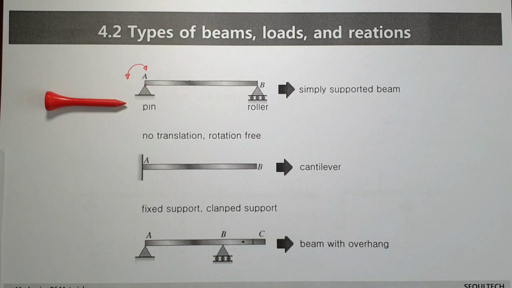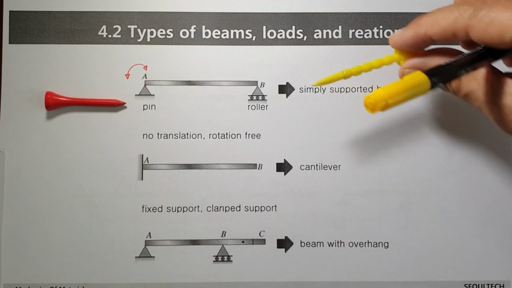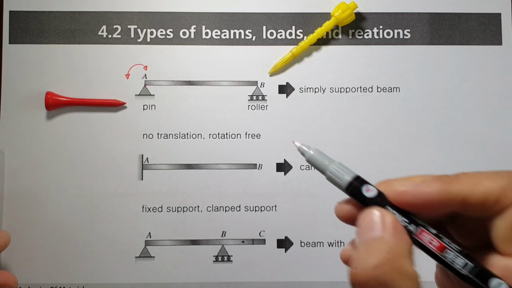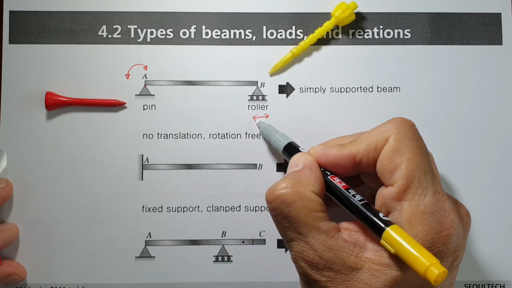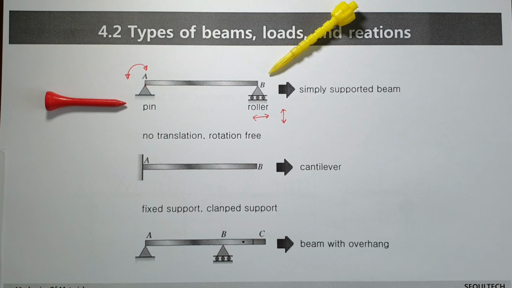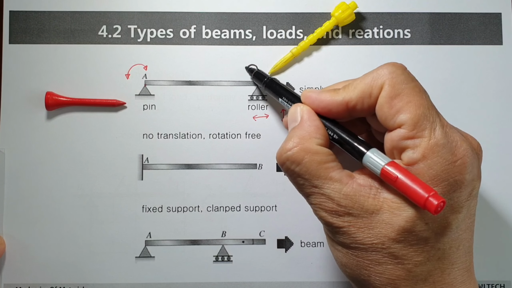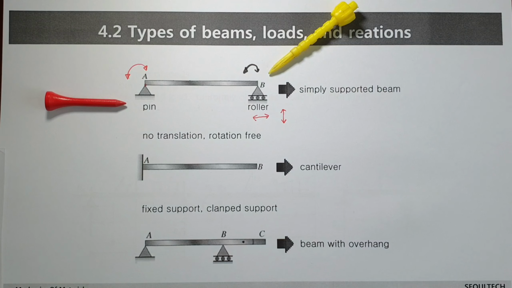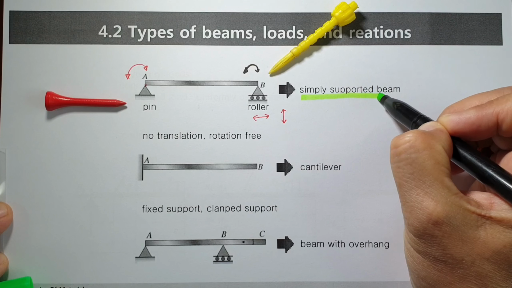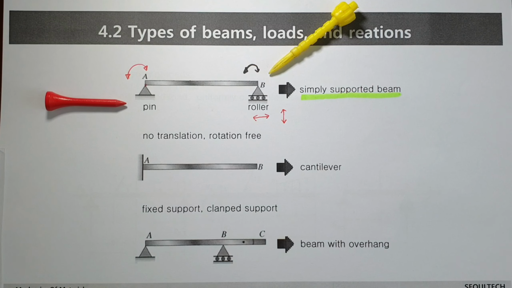Now let's think about point B. At this point, movement is free in this direction. But movement in this direction is not free. It's restricted. Of course, at point B, the rotation is also free. This kind of beam we can call a simply supported beam.